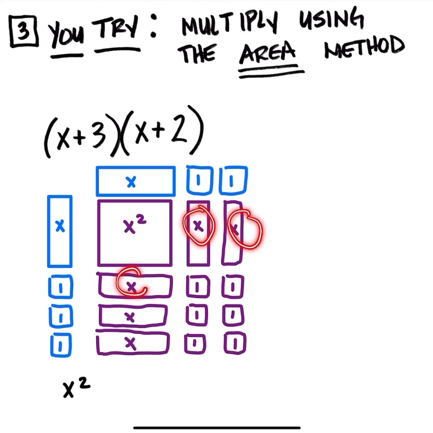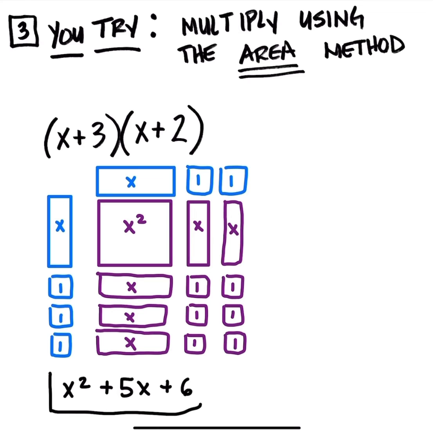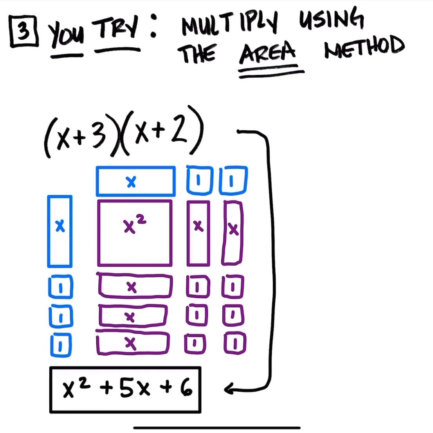One, two, three, four, 5x. So plus 5x. And then 1, 2, 3, 4, 5, 6, plus 6. So we know from the area method that x plus 3 times x plus 2 gives us x squared plus 5x plus 6.